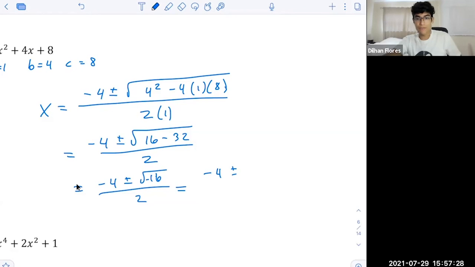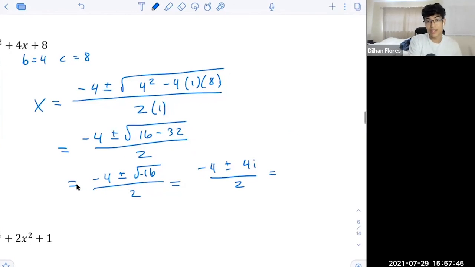We're going to get a 4i, right? 4i. That's just going to be the square root of 16 is going to give you 4. And then the square root of -1, that's going to be i. All right. So it's going to be plus or minus 4i all over 2. Okay. And then from there, you can divide the -4 by 2. That's going to give you -2. And then divide the plus or minus 4i by 2. That's going to give you 2i.